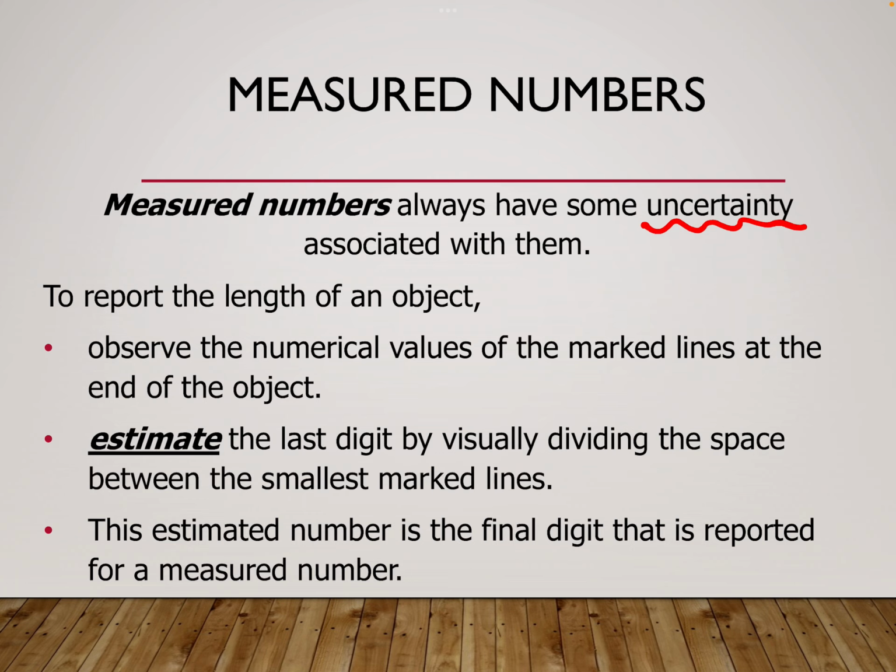Even the balances that measure mass in the back of our lab are making an estimate. That last digit is a guess. So you'll notice the last digit may change when you weigh some things out, and that's because your scale is trying to help make a guess, okay?